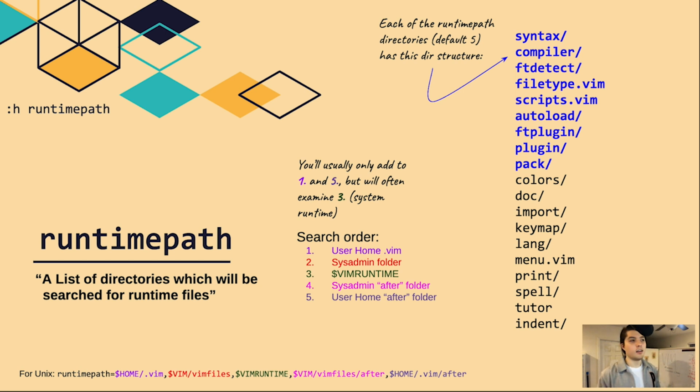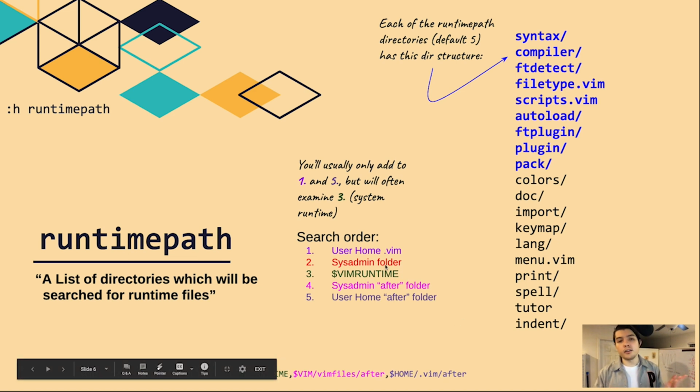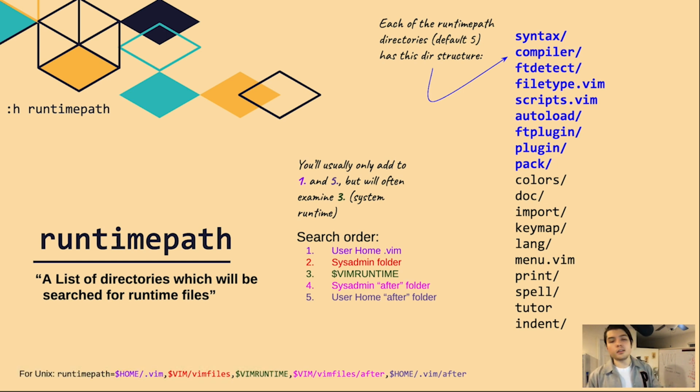Anyway, for now, all we really want to know is this is a list of directories which will be searched for runtime files. And so what should I remember here? Well, basically there are 5 directories, and you can ignore everything except 1 and 3 for now, because those are the important ones. Specifically, there's some sort of ordering applied to which all these runtime files are executed. And the first one is the user Vim runtime folder.